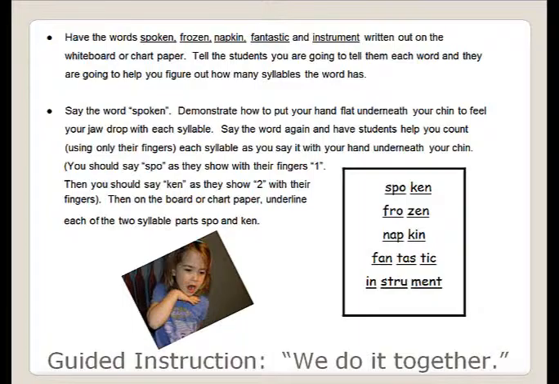Say the word spoken. Demonstrate how to put your hand flat underneath your chin to feel your jaw drop with each syllable. Say the word again and have students help you count on their fingers each syllable as you say it, with your hand underneath your chin. You should say "spo" as they show 1 with their fingers, and then you should say "ken" as they show 2 with their fingers. Finally, underline each of the 2-syllable parts, spo and ken.